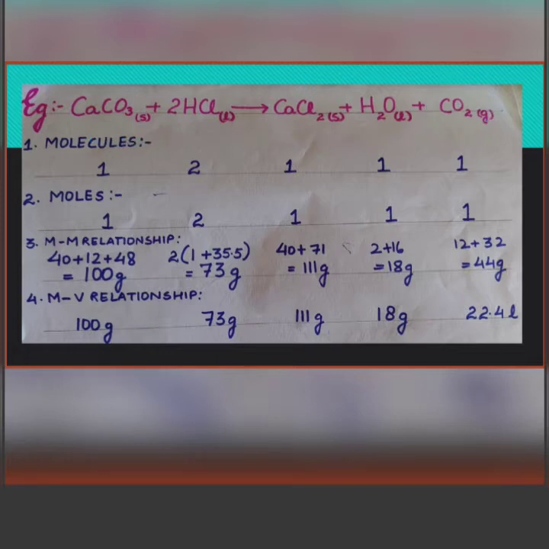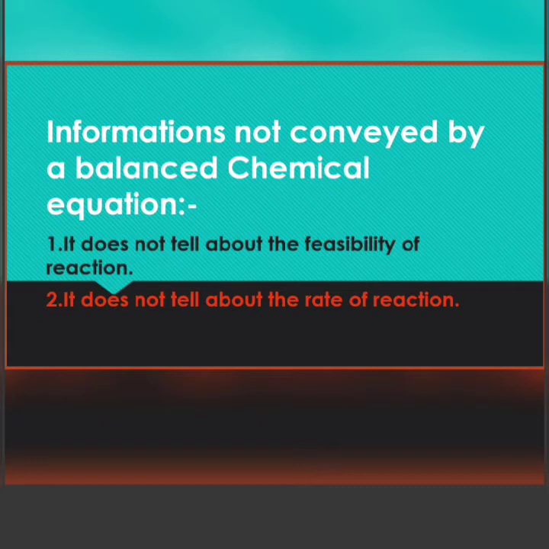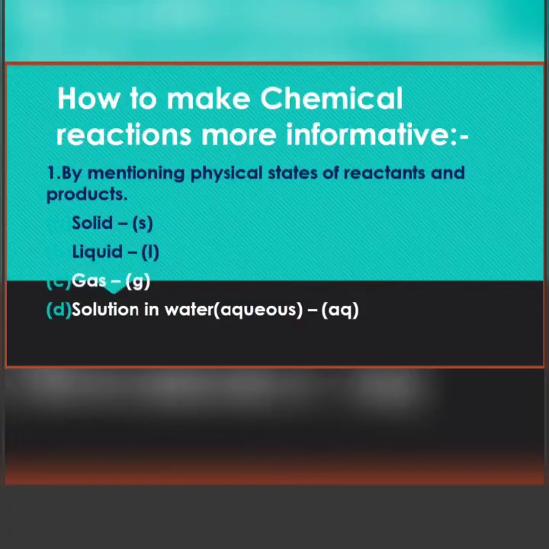What are the informations conveyed by a balanced chemical equation? We get to know about the number of molecules, about the number of moles, about mass and volume relationship, and about mass and mass relationship. Informations which are not conveyed by a balanced chemical equation are: number one, it does not tell about the feasibility of reaction. It means it does not tell whether the reaction is possible or it can be easily or conveniently done or not. Secondly, it does not tell about the rate of reaction, about the speed of reaction.